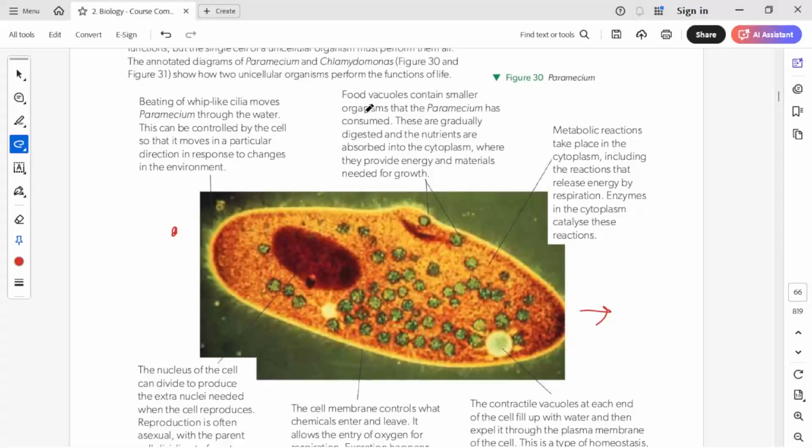Next are food vacuoles that contain smaller organisms that the Paramecium has consumed. So these are the food vacuoles. Whatever it perceives outside as a food particle, it will ingest, or endocytose, and inside the food will be digested. Whatever food particles it has ingested will all be broken down for the production of energy. Next are metabolic reactions. They take place inside the cytoplasm and release energy by respiration. Enzymes in the cytoplasm catalyze these reactions. So in Paramecium, basically all of the reactions take place inside the cytoplasm.